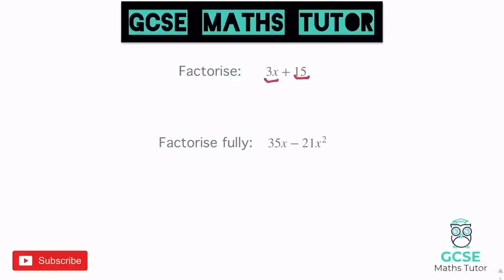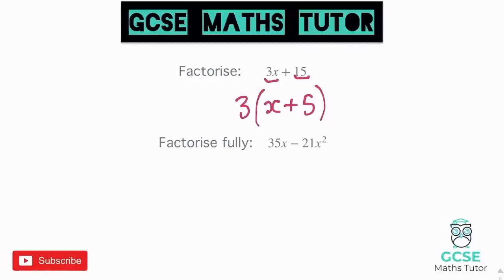3x and 15. We just think what number goes into both of those. They both divide by 3. So we're going to divide this by 3. So 3 on the outside of the bracket, that's the factor we're taking out. 3x divided by 3 is just x. Copy the symbol with a plus, and 15 divided by 3 is 5. And you can check your answer there. You can expand that back out just to check that you do get 3x plus 15.